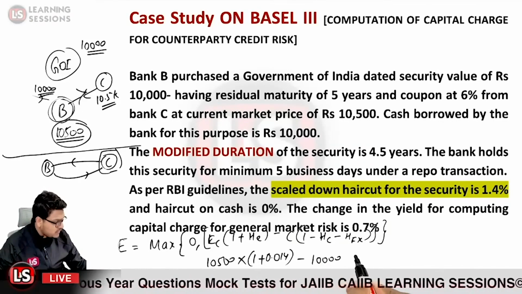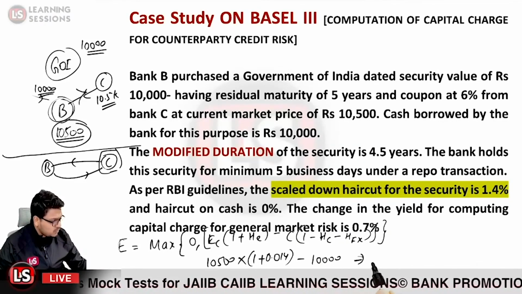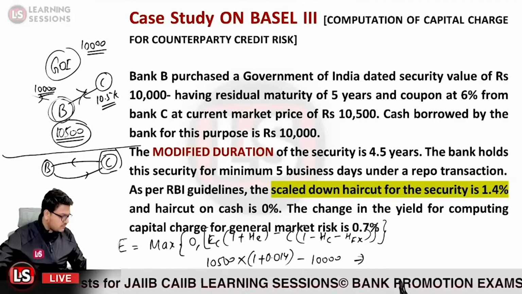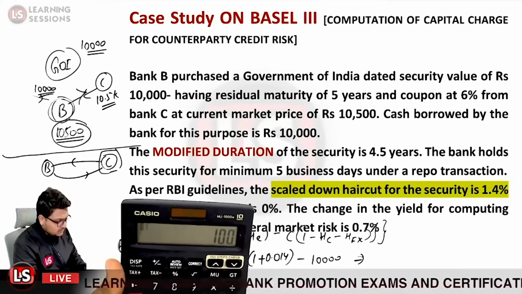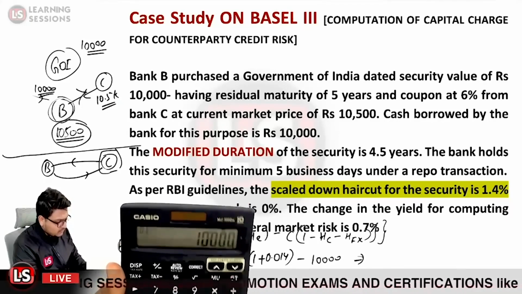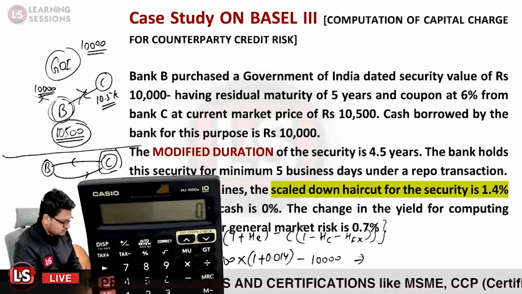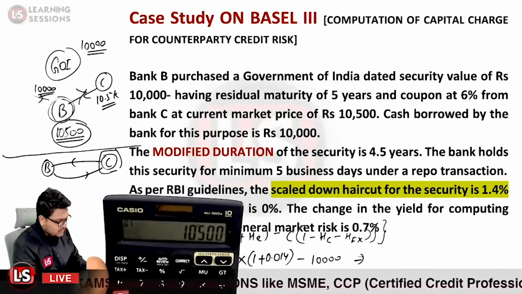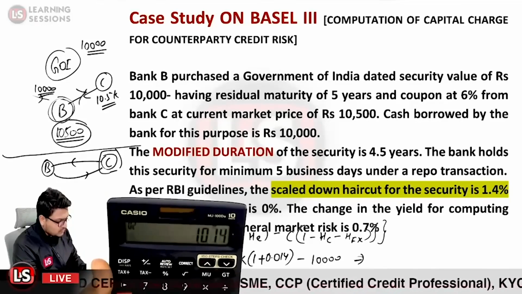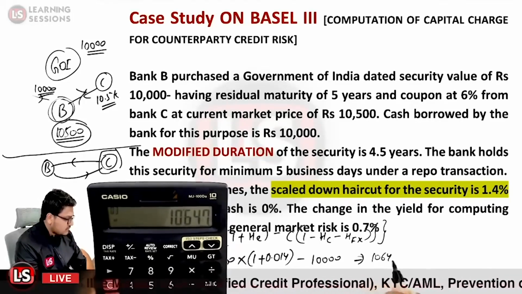So what will be the answer related to it? The net exposure over here would be equal to 10,500 multiplied by 1.014. So 10,500 multiplied by 1.014 comes out to be 10,647.